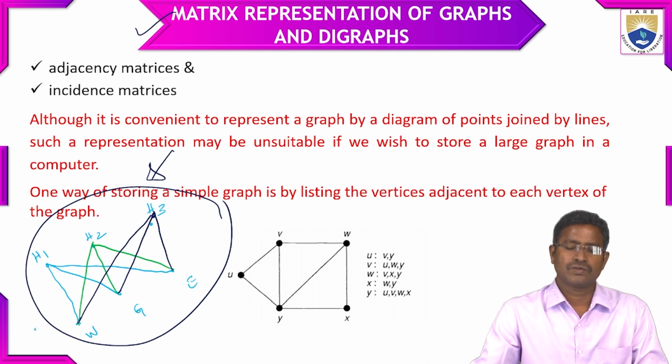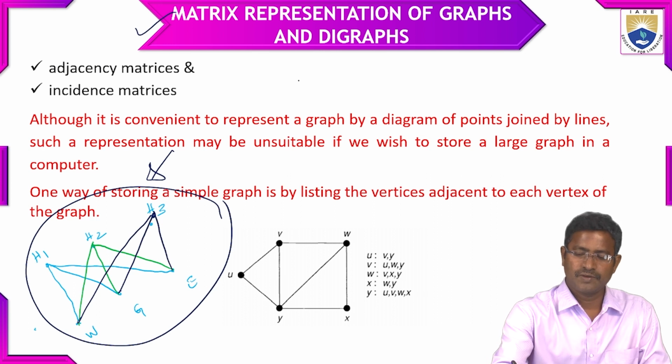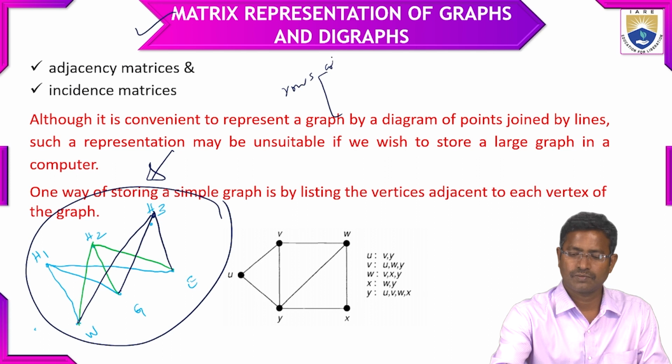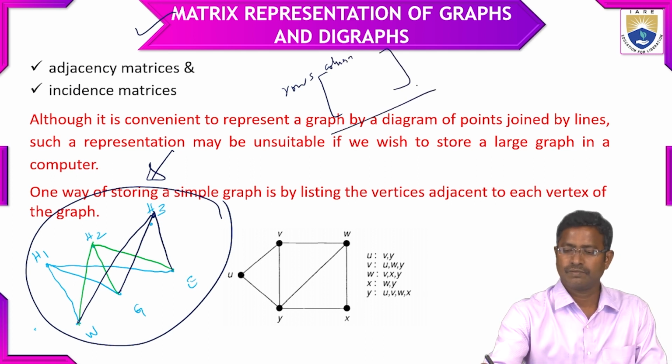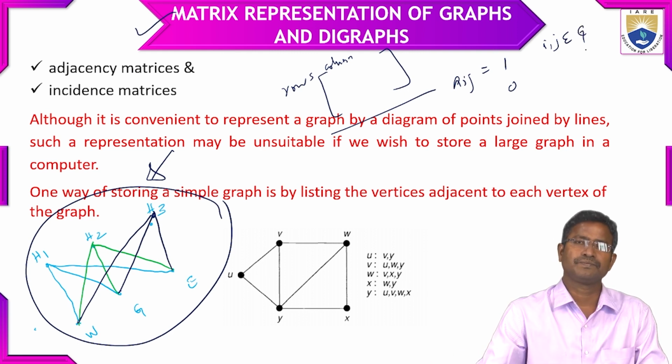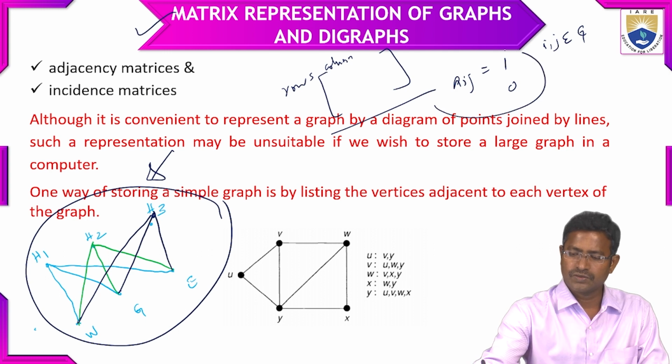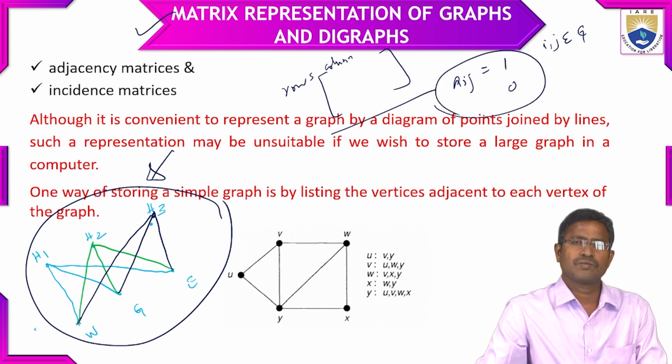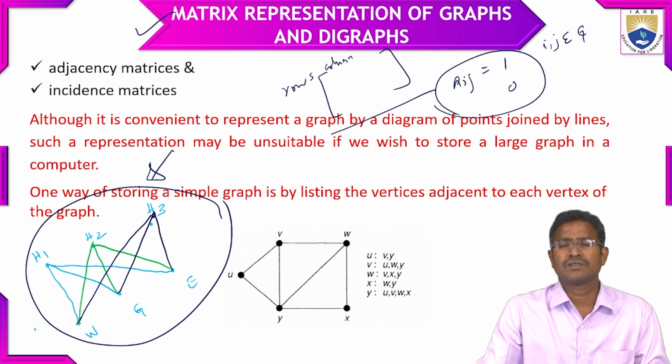Right? So matrix means normally we have rows and columns. Aij equals 1 or 0, depending on whether Ij belongs to the graph or not. Right? So the rows and the mathematical concepts are the same. I'm not altering the mathematical concepts here.